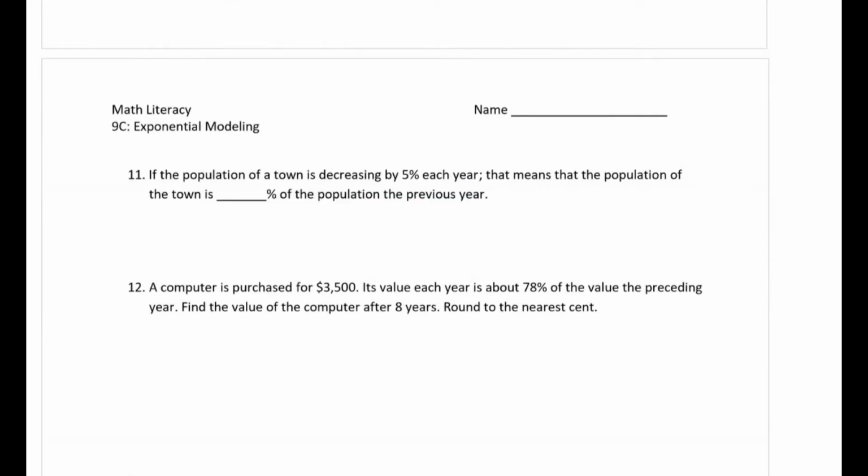Problem 11, if the population of a town is decreasing by 5% every year, that means the population of the town is 95% of the population the previous year. So when I'm looking at my formula and I have 1 minus 0.05 in the parentheses, then that ends up being 0.95. So this means that I have 95% of the population the previous year. My rate of change is 5%.